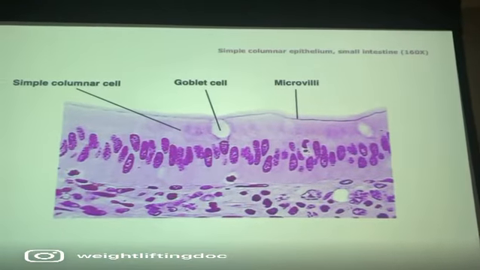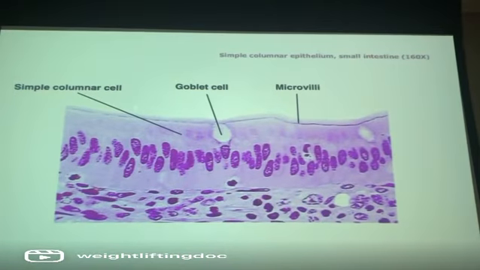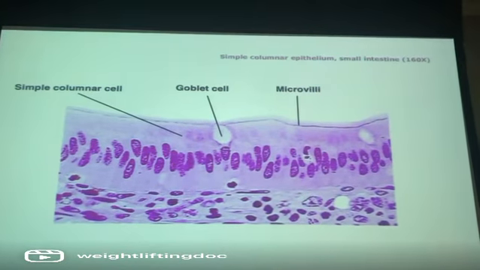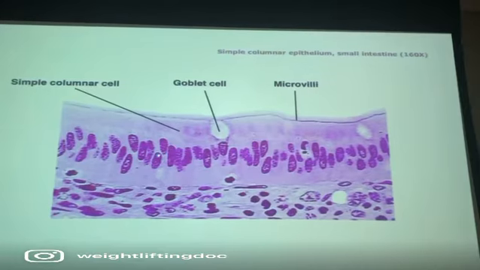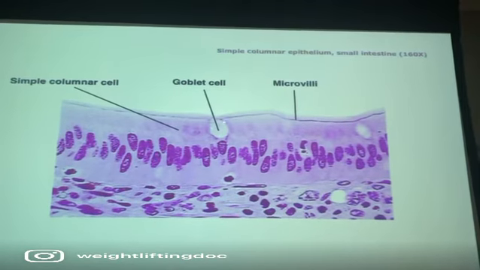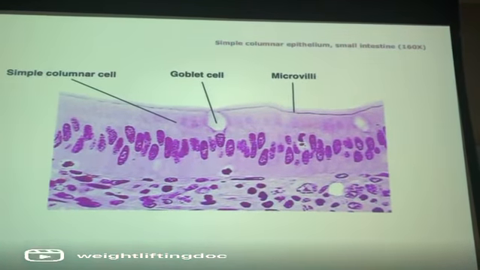Okay, so this is simple columnar epithelium. You can see the column-shaped cells. The nuclei are either round or oval. In this picture, they're more oval. And then you've got roundish, opaque cells. Those are called goblet cells.